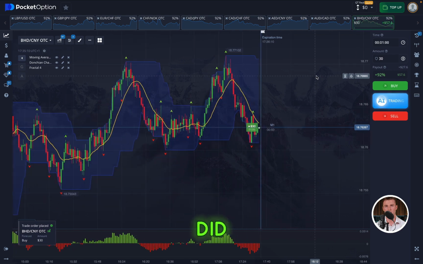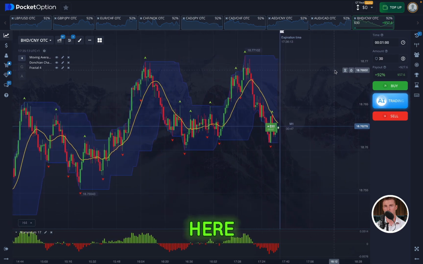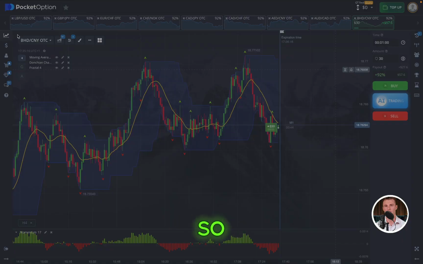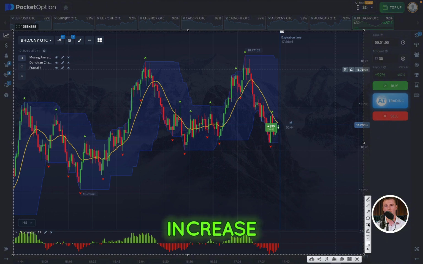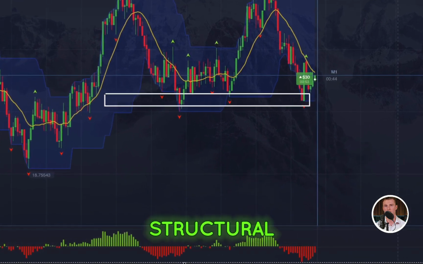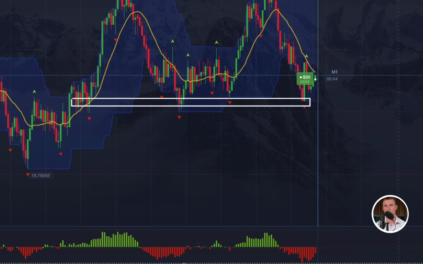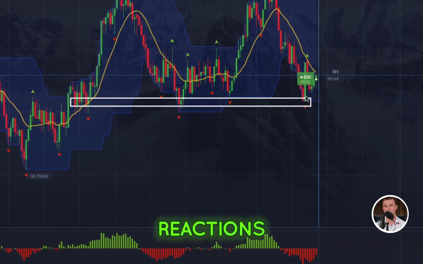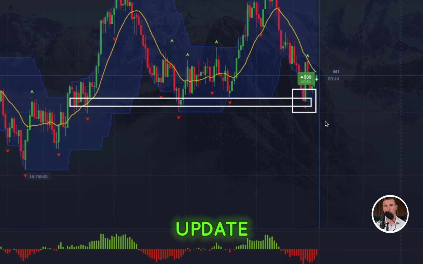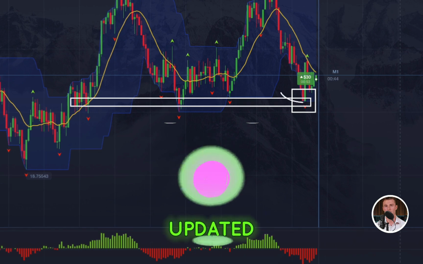Well, the entry point did not take long to wait. Here, our position will open for an increase. Here is an upward trend, but it is not so pronounced. But in general, it is better to open a deal for an increase. Our movement has touched this structural level, and as you can see, plus or minus at this level, we receive dynamic reactions. Here we also had an update of the extreme point. The structural minimum was updated.